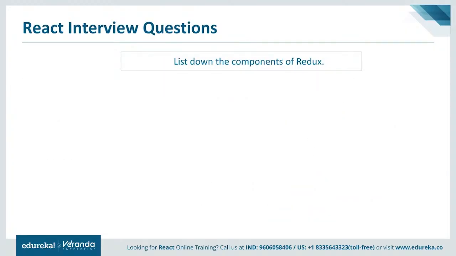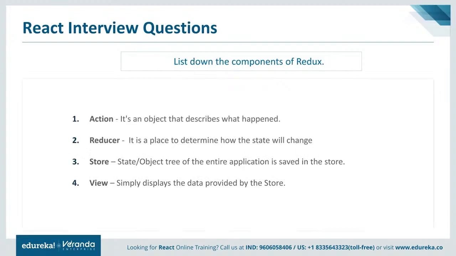What are the various components of Redux? First one is the action, which is an object that describes what happened. Reducer is a place to determine how the state will change. I will say the reducers are pure functions, which is how it needs to be done. As I said, action is what needs to be done. Reducer, how it needs to be done, is given by the reducers because these are pure functions.